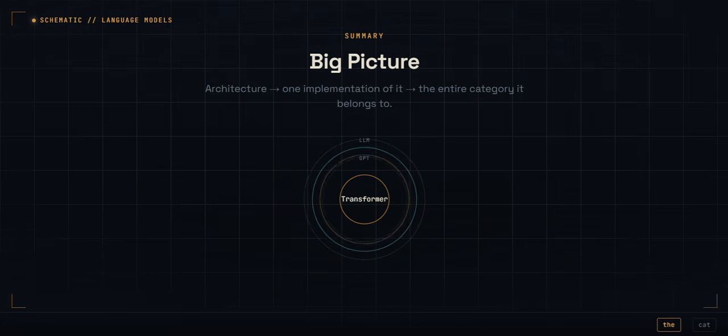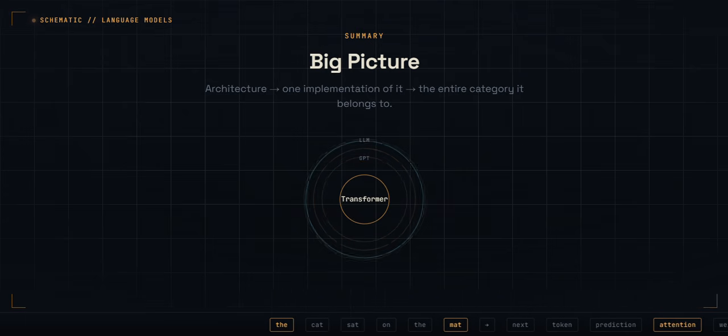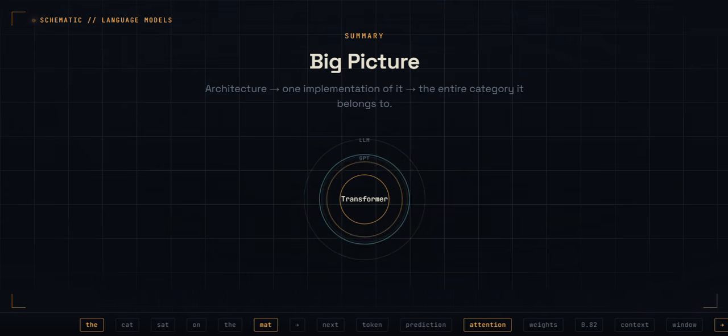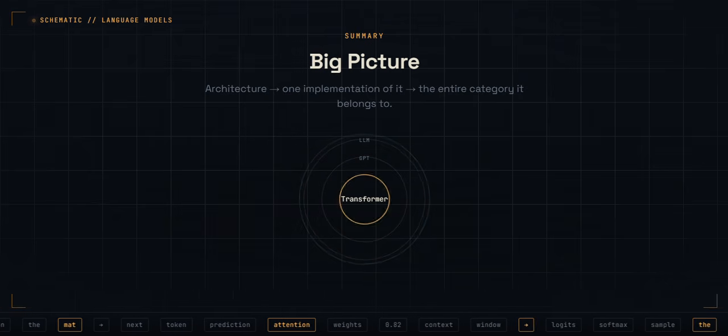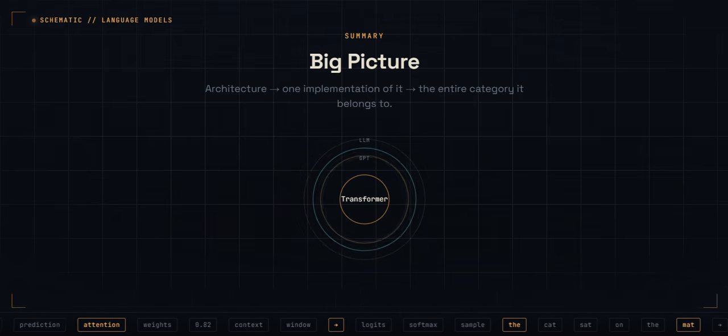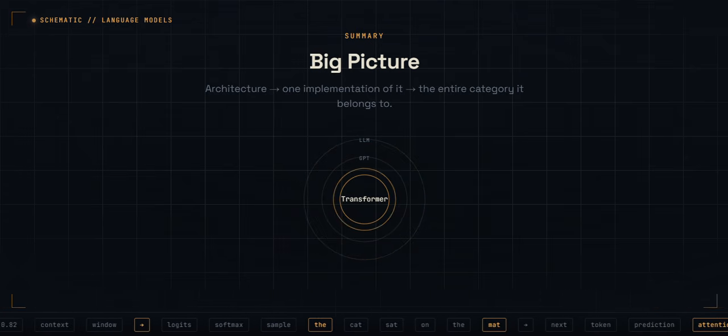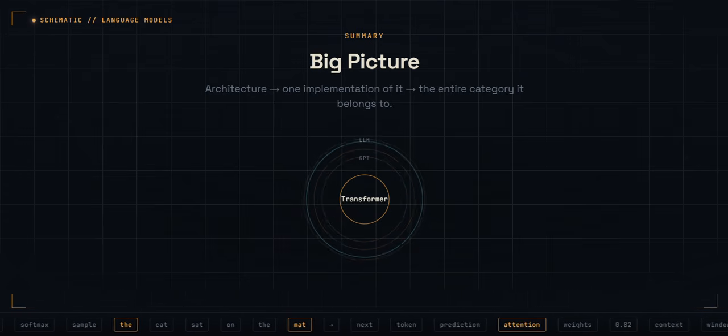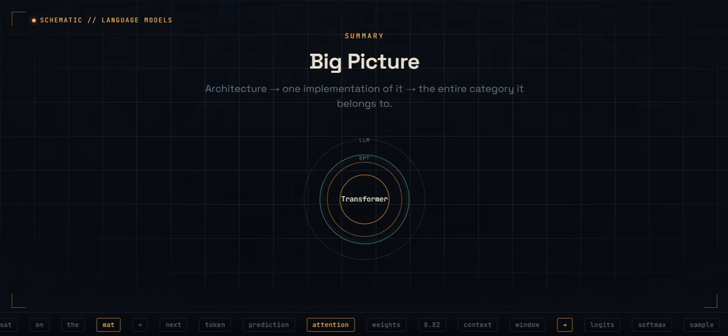Let's summarize everything in one picture. At the center is the transformer. It's the architecture. Built using that architecture is GPT, one specific implementation, and surrounding all of them is the world of large language models. Here's the easiest way to remember it forever.